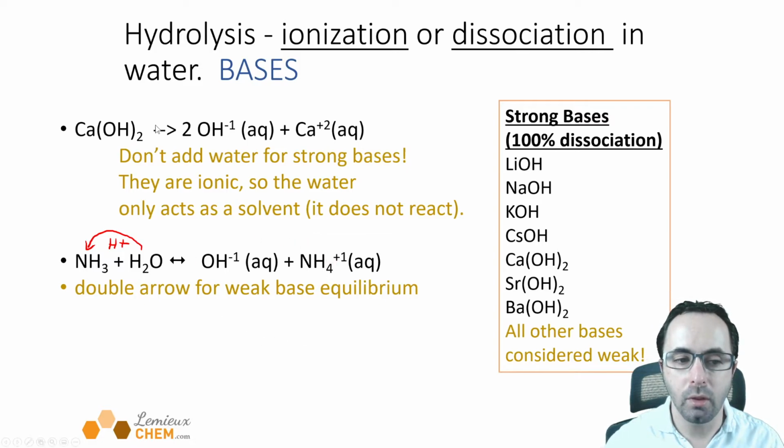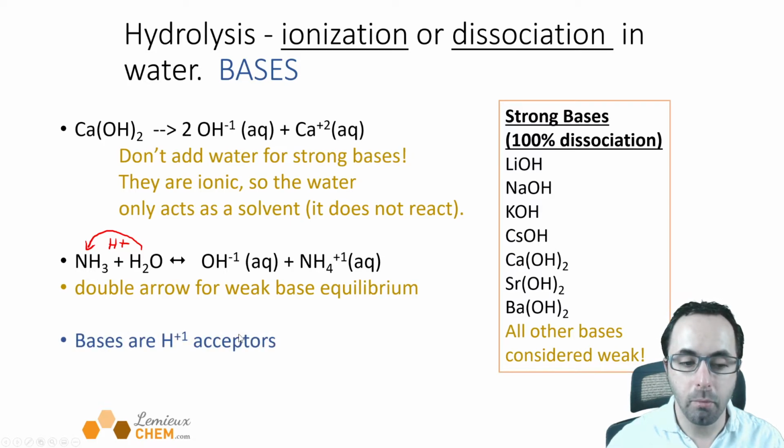As opposed to this top one for strong bases, this 100% ionizes. When you put the calcium hydroxide in water, there's no calcium hydroxide left after it dissolves. So that's why we write a one-way arrow, because we only have products for the strong base hydrolysis. But for the weak base hydrolysis, we will have an equilibrium, meaning that we will have some of the ammonia still remaining, but we will also have ammonium ion and hydroxide ion produced.